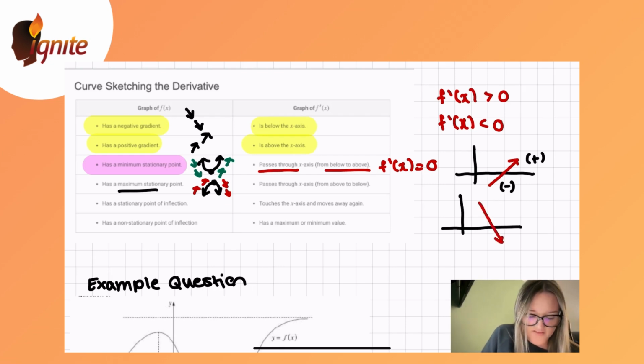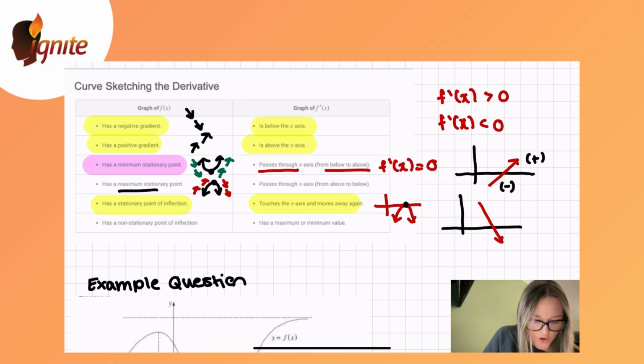We then have what happens to our graph when we have a point of inflection. If we have a stationary point of inflection, that is, f'(x) is equal to 0 and f''(x) is also equal to 0, the graph touches the x-axis and then moves away again. So our graph is going to look like this. It touches it and then it moves away again at this particular point.